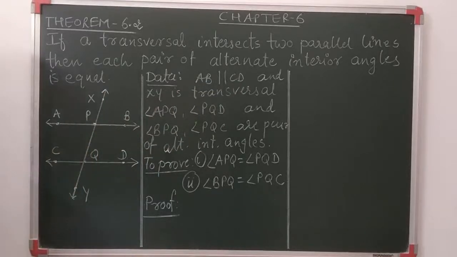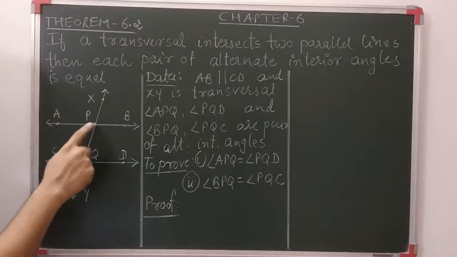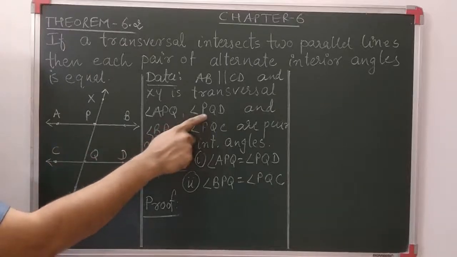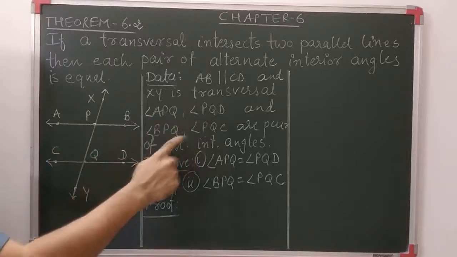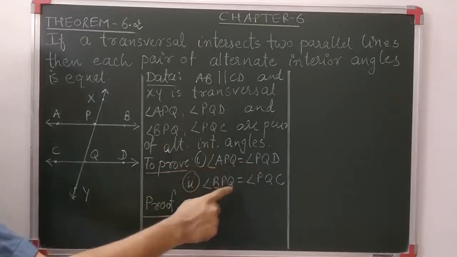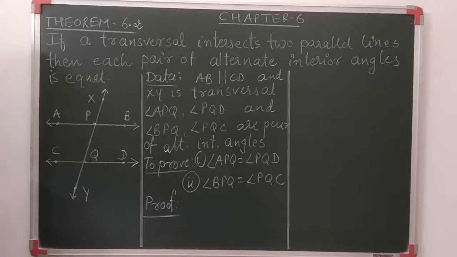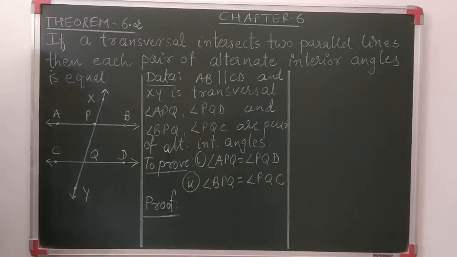As we discussed earlier, two pairs of alternate interior angles are formed. So here in the diagram we can say APQ and PQD. This is one pair. Another is BPQ and PQC. So there are two pairs of alternate interior angles formed. We have to prove that these pairs of alternate interior angles are equal. So now let's see how we can prove it. We can take any of these four angles, any angle which you want.